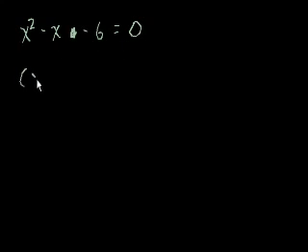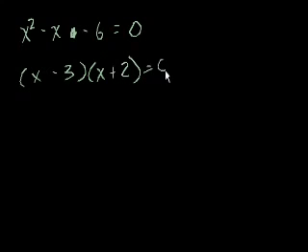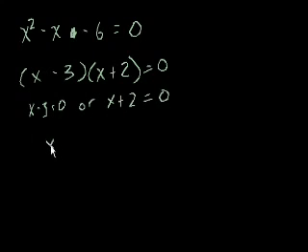In general, you've already learned how to factor a second degree equation. If I have the equation x squared minus x minus 6 equals 0, you could factor that as x minus 3 and x plus 2 equals 0, which means that either x minus 3 equals 0 or x plus 2 equals 0. So x equals 3 or negative 2.